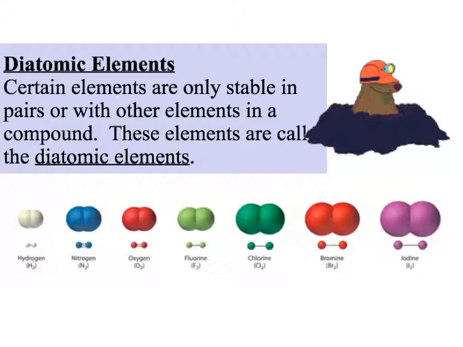So these diatomic elements are only stable if they're bound to each other. Okay? They're called diatomic because the prefix di means 2, and obviously atomic means atom, so 2 atoms. So these elements down here, hydrogen, nitrogen, oxygen, fluorine, chlorine, bromine, and iodine, they all exist bound to themselves. So that's why you'll see N2, O2, F2, Cl2.